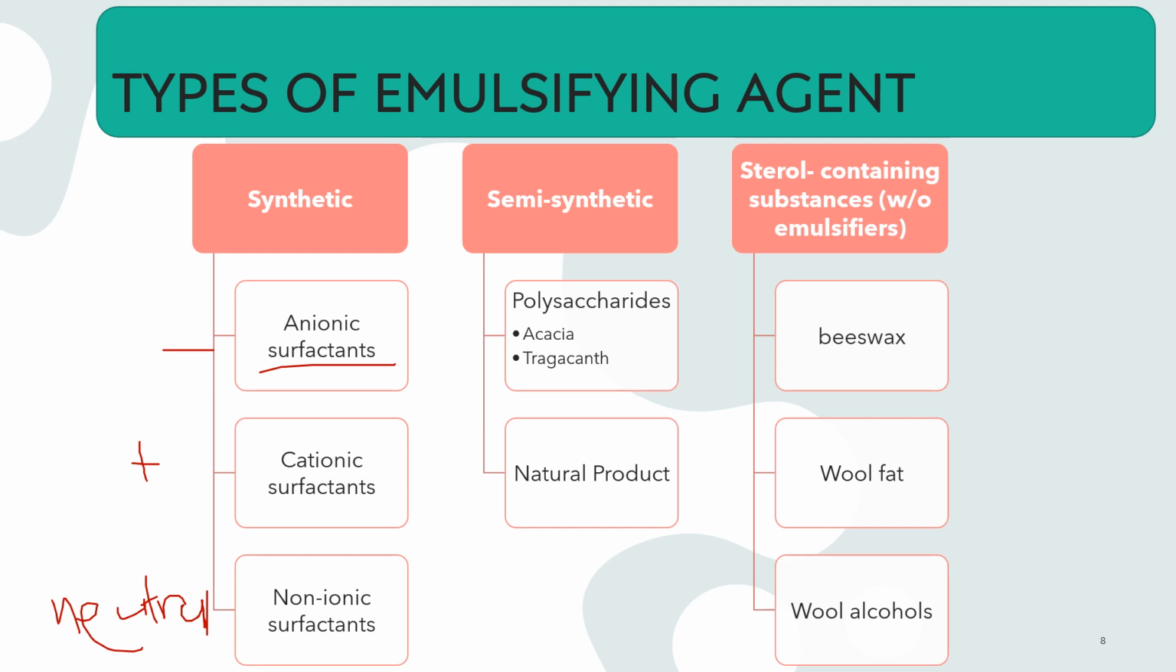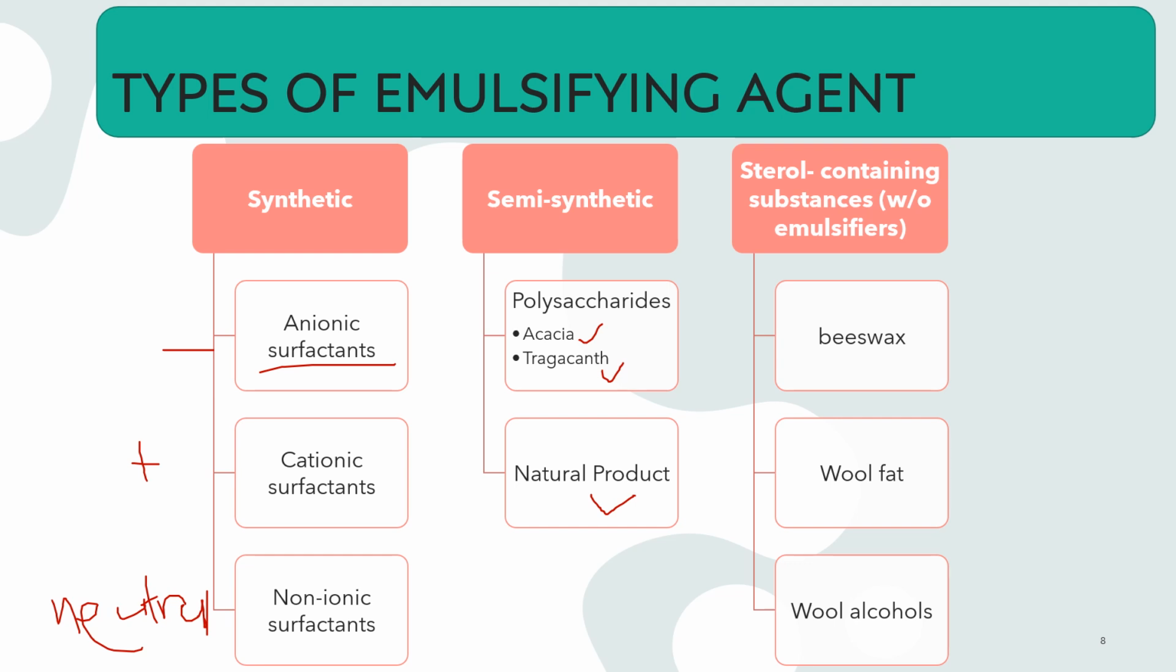And then for the semi-synthetic emulsifying agent, there are two: polysaccharides, such as acacia and tragacanth, and second, the natural products. The semi-synthetic agents are often used in the food and pharmaceutical industry.